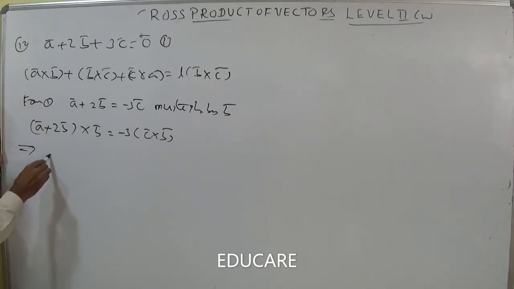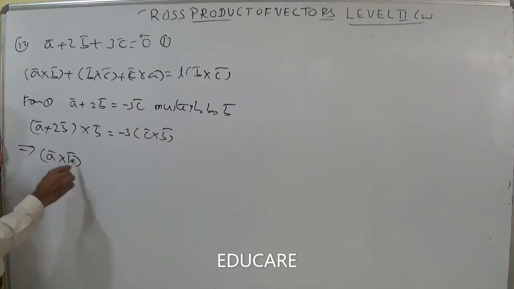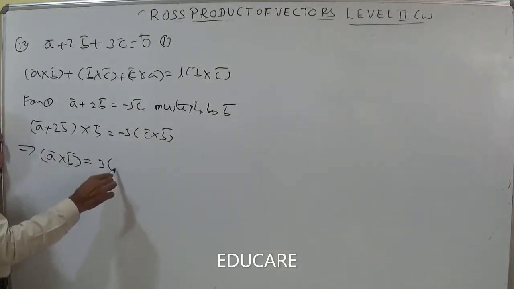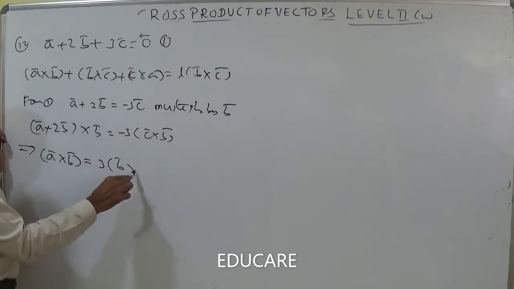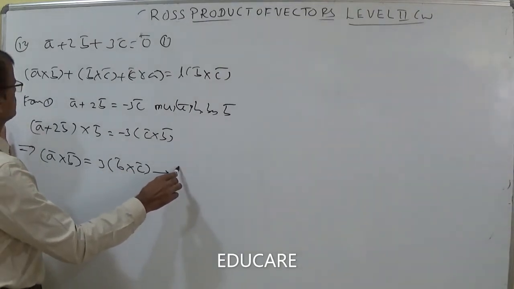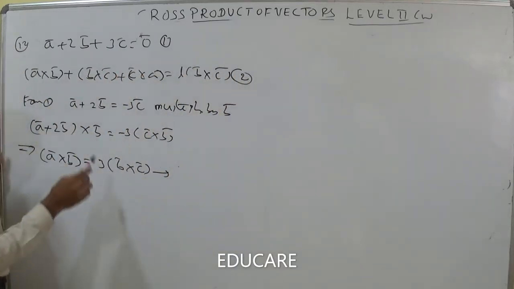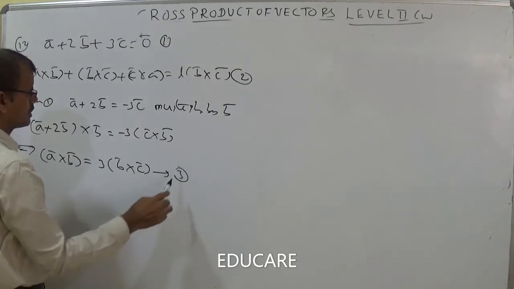That implies, now you can write here A bar cross B bar is equal to 3 into B cross C. It is the first equation. Let it be, this is the second equation, this to find out the L value. Let it be the third equation.